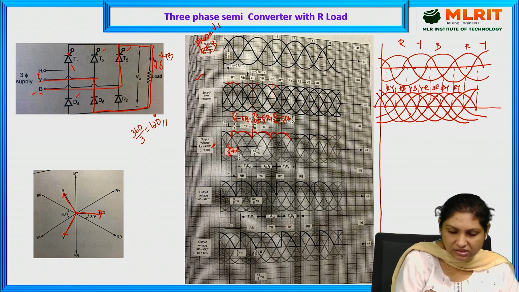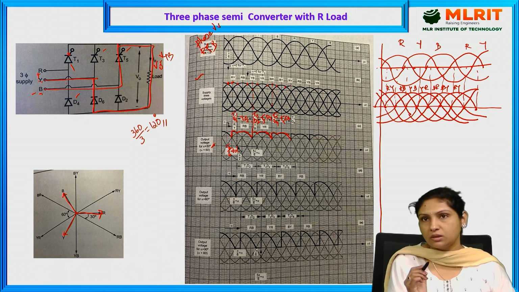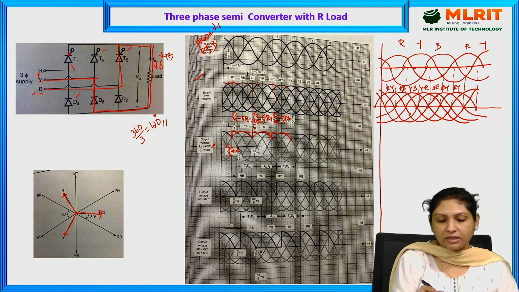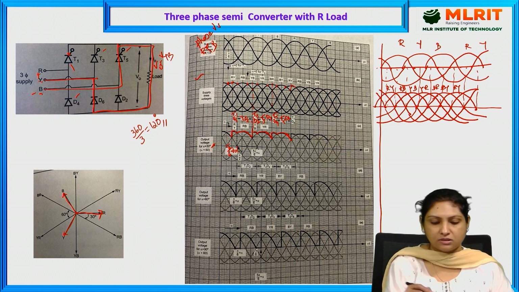Though the RY phase has appeared, we haven't provided any triggering pulse for thyristor 1. So BY continues its conduction till here, and the moment we provide the triggering pulse for this particular RY phase, it starts conduction and the cycle repeats.